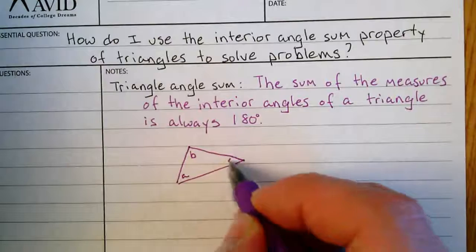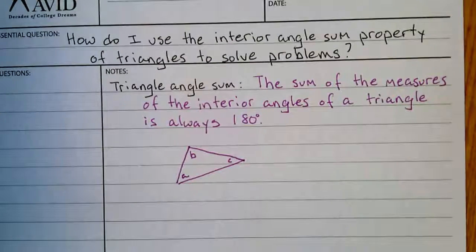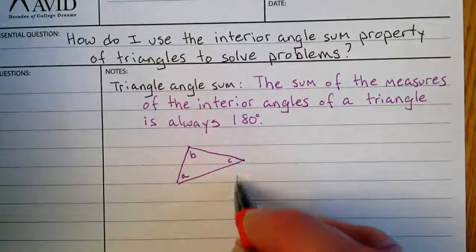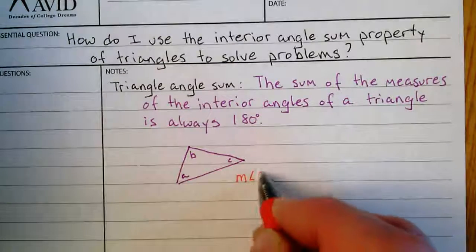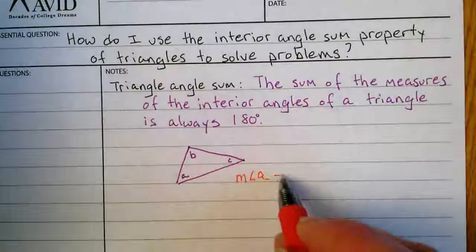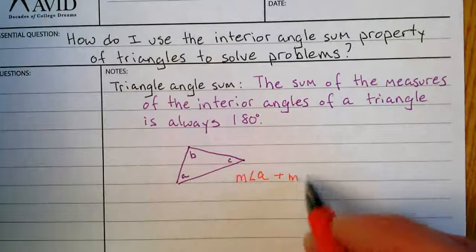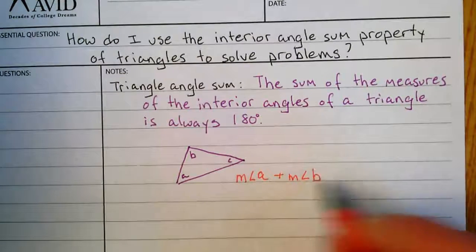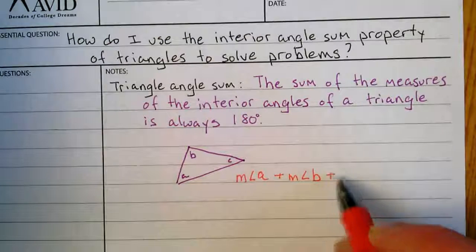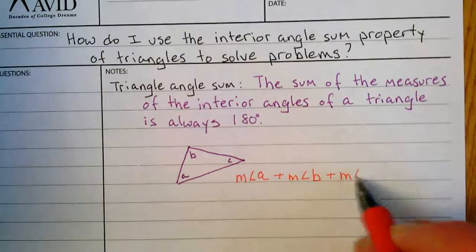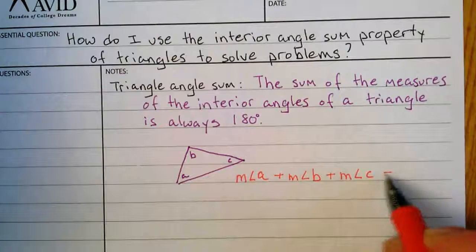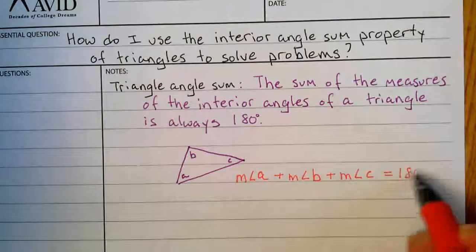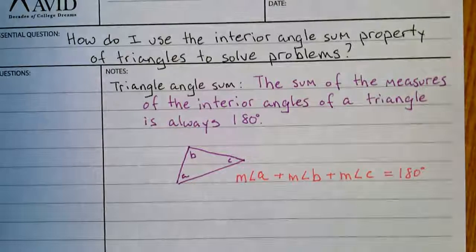So in any old random triangle here, A, B, C, we would say that the measure of angle A plus the measure of angle B plus the measure of angle C equals 180 degrees.